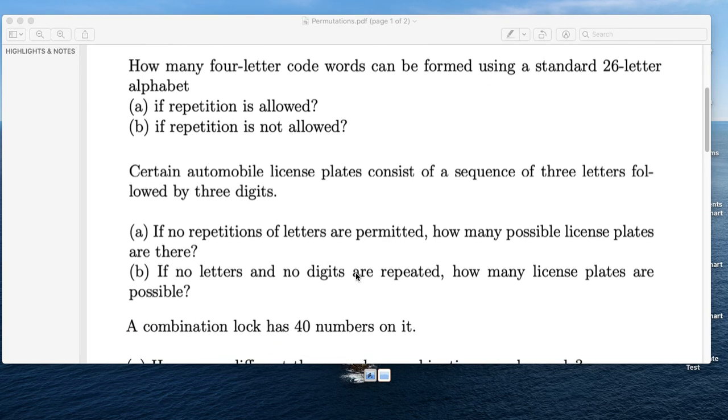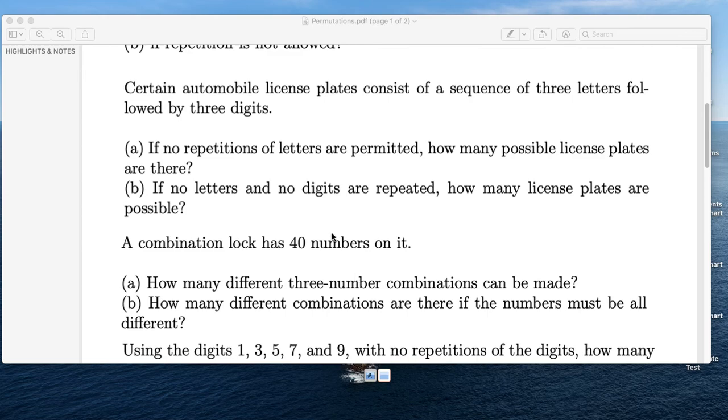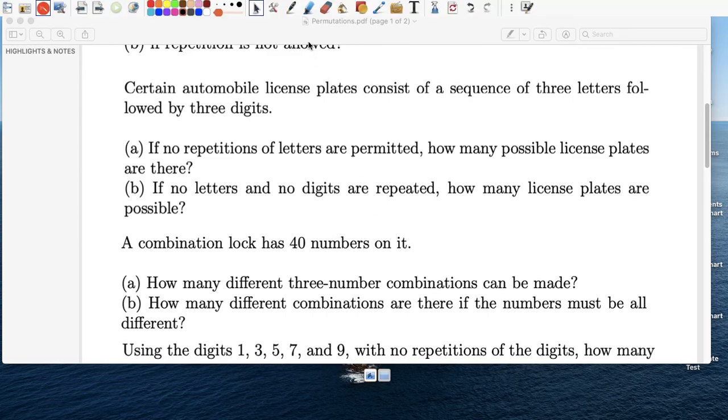So now is a license plate, 3 letters, 3 digits. So these are letters here, and these are digits, all right, license plates. If no repetitions of letters are permitted, so letters cannot be repeated, it's going to be 26 times 25 times 24, and then I'm assuming, because it doesn't say otherwise, the numbers can be repeated. That would be our answer.